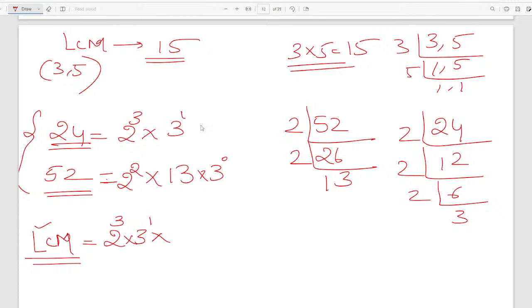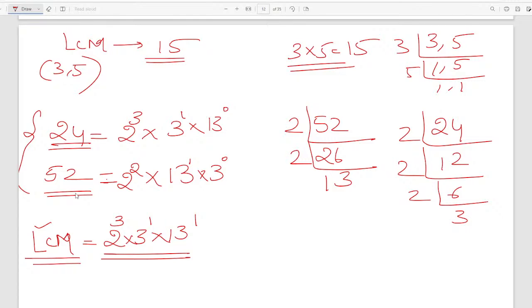And then we have 13. In this case, there is no 13 in this, so I will write it as 13 raised to 0. This is 13 raised to 1. And I am comparing these two primes. 13 raised to 1, this one is higher. So I will write it as 13 raised to 1. So this number would be the LCM of these two numbers.